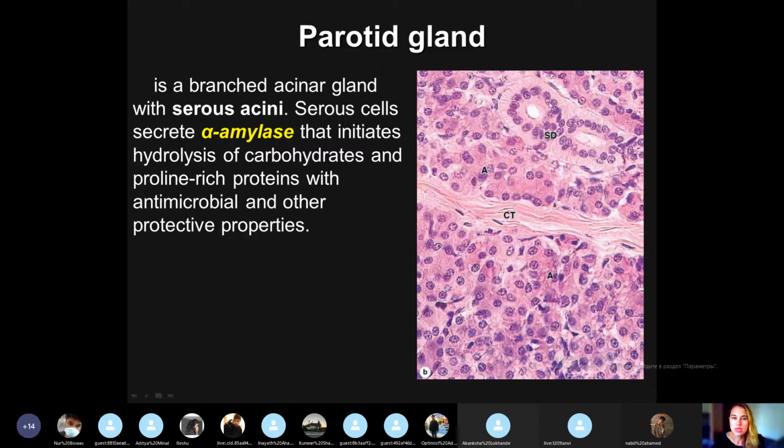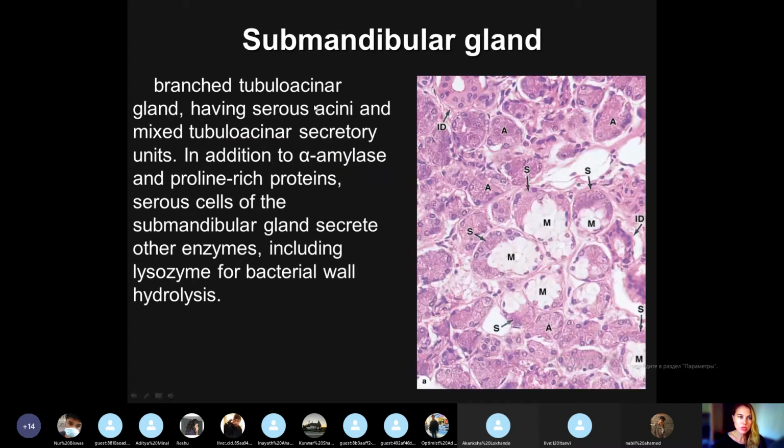So one more time, guys, parotid gland is the only gland that consists of the serous acini only. Now we can compare parotid gland with submandibular and sublingual gland. Submandibular gland, as we can see in this diagram.